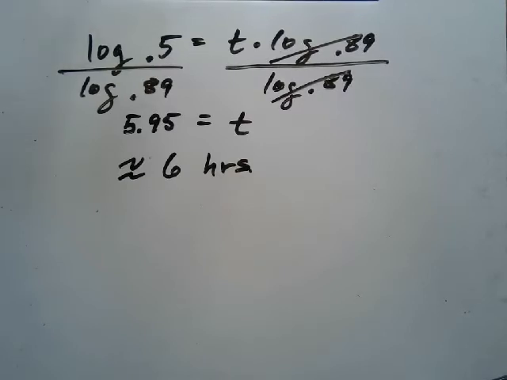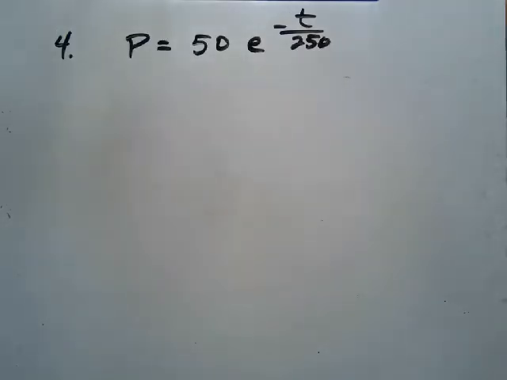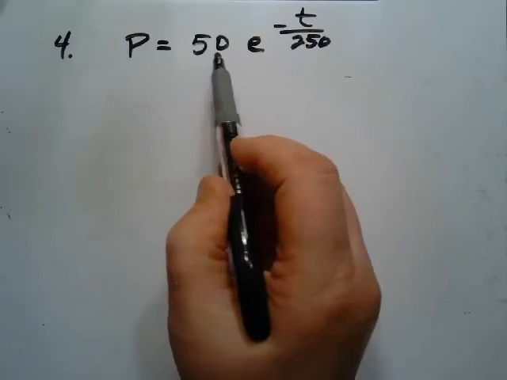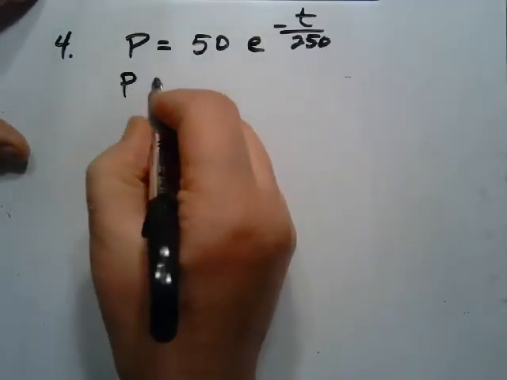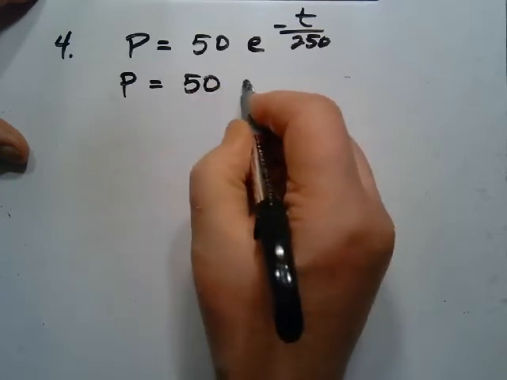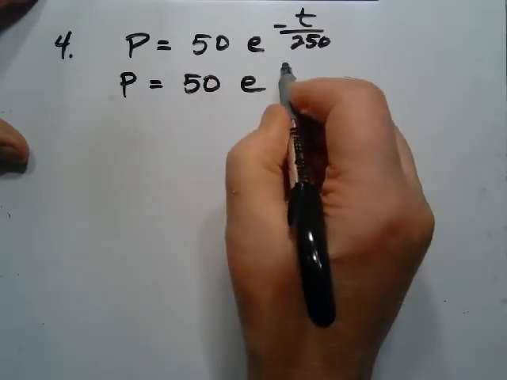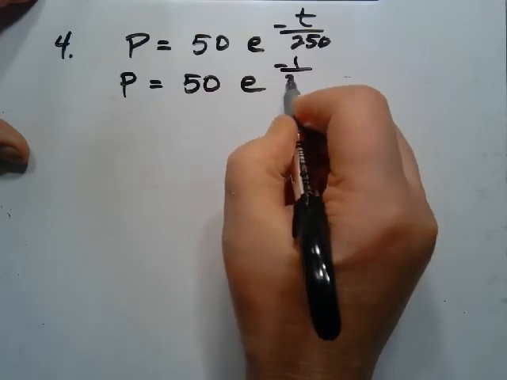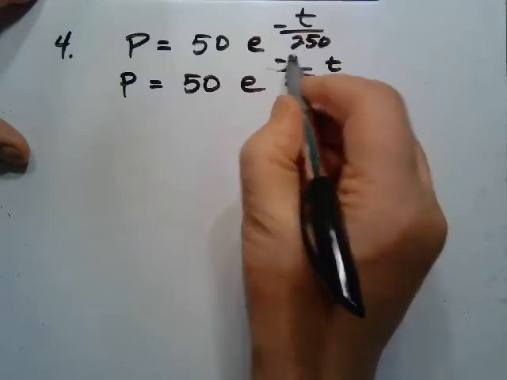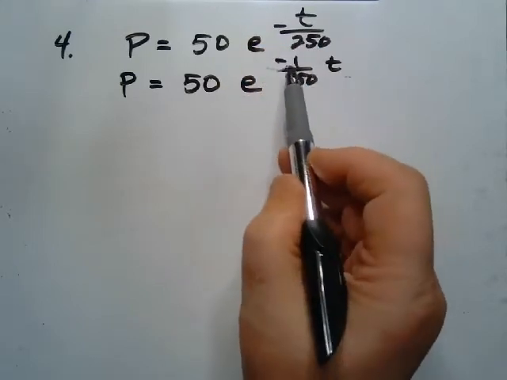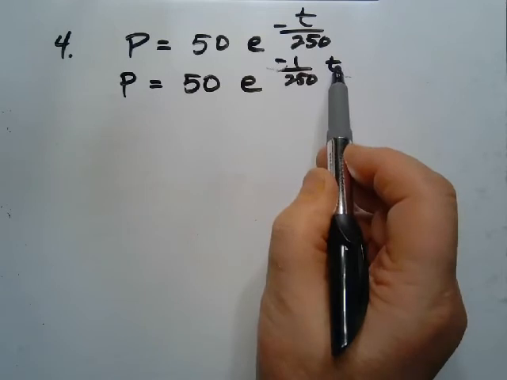All right, let's look at something else here. Let's take a look at this one. This is problem 4 from your book on page 563. And this is using that formula where we have e to something. Now this looks a little different than what you've seen before. Let me rewrite it so that it looks the way you're used to seeing it. k here is actually negative 1 over 250, and then times t. Negative 1 over 250. So now you can see that k is negative and t is still here.